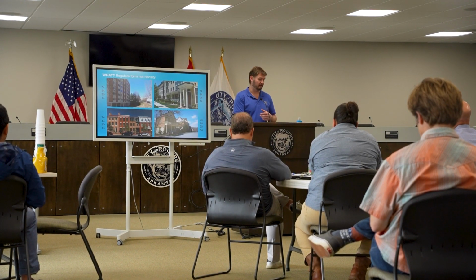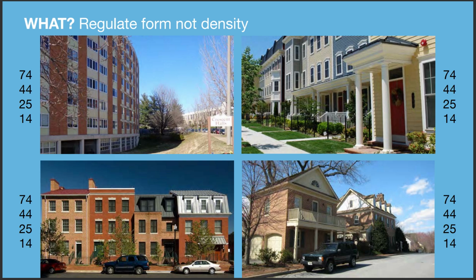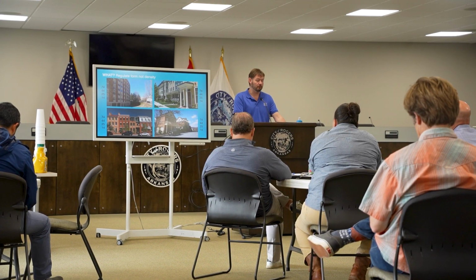fit into their context. And so to demonstrate that, consider these pictures, right? Sure, there's a difference clearly between a single-family house and a large apartment building, but what is the density of each of these? Look at that and try to take your guess. One of these is 74 units to the acre, another is 44 units to the acre, a third is 25, and the lowest one is 14 units to the acre. So which is which?